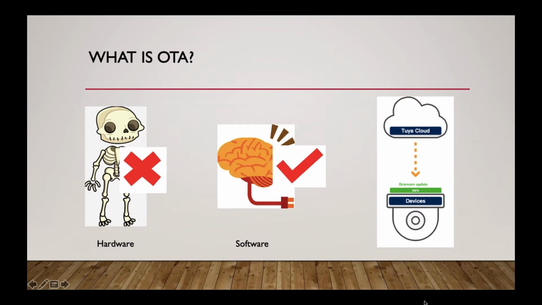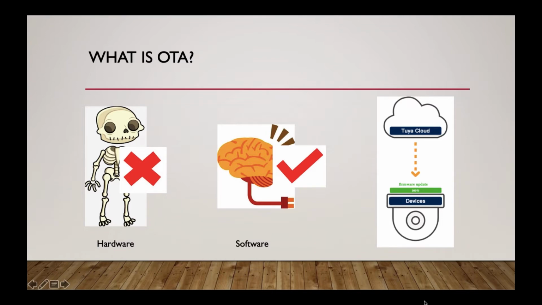Basically, we are in a business of selling customers intelligent devices. The devices are hardware, and for intelligent devices, we also have software. If we have a problem with the hardware, there's nothing we can do with OTA, but if the problem exists in the software, we can upgrade the software with the method of over-the-air upgrade.